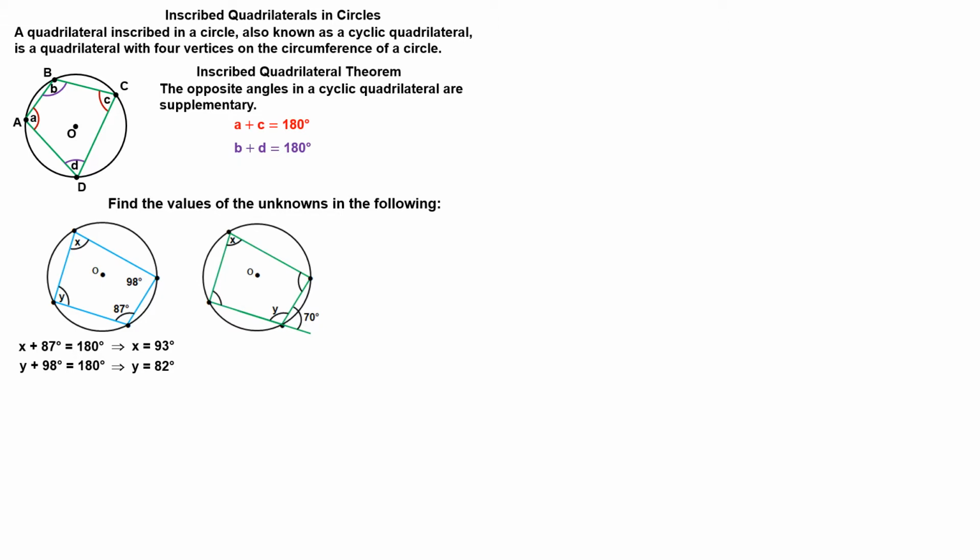Y and 70 degrees are supplementary angles, so they add up to 180 degrees. Y equals 110 degrees. Opposite angles of cyclic quadrilaterals are supplementary, so x plus y equals 180 degrees. Replace y with 110 degrees and solve for x. X equals 70 degrees.